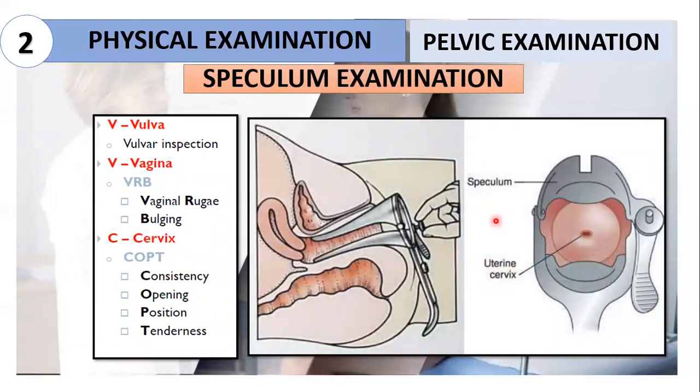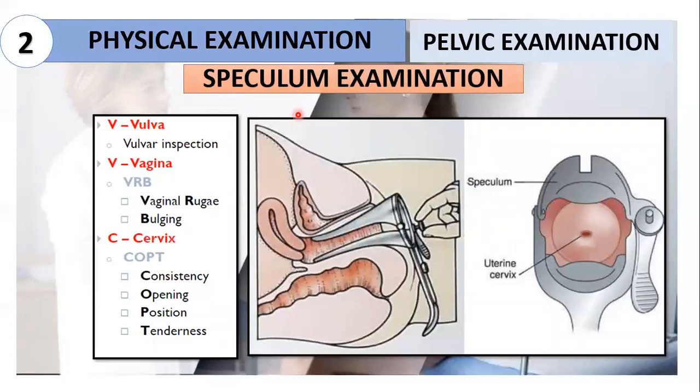Before the speculum examination, we should first do vulvar inspection. We first inspect the external genitalia of the patient. We check the hair distribution of the patient. It should be an inverted triangle. We also check for scars or lesions or discharge and even infestation. And then after that, we could now proceed with the speculum examination.